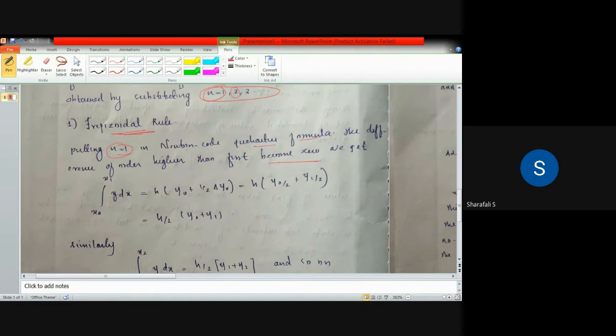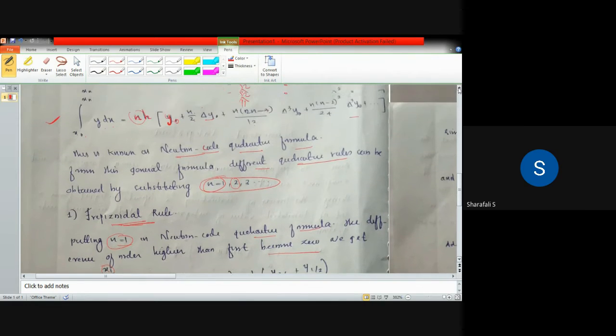Okay, so that we can write the integral from x0 to xn, and for example we are integrating from the first x value to the next x value, that is x0 to x1, of y dx. In that case, we will get h into y0 plus half delta y0 from that equation. So this is nothing but h into y0 plus half delta y0. That is the integration formula.